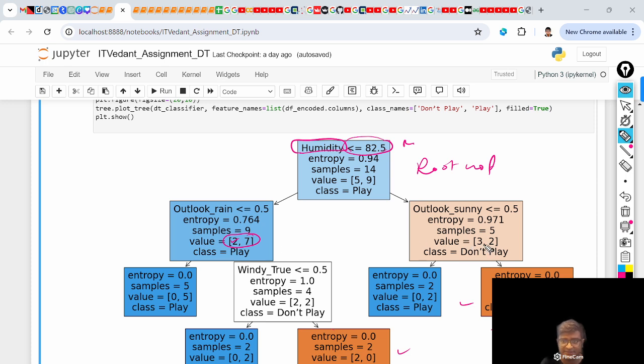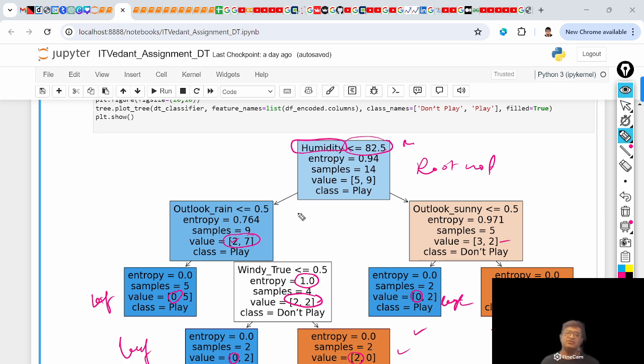Okay. And then again, 3 and 2. So it keeps trying to split until it gives me a pure split where the other class is totally zero. If you see here, this is zero, this is zero. These are my leaf nodes. Here the entropy is 1 because the values are both 2. Okay, and this is a leaf node where the other class is 0.